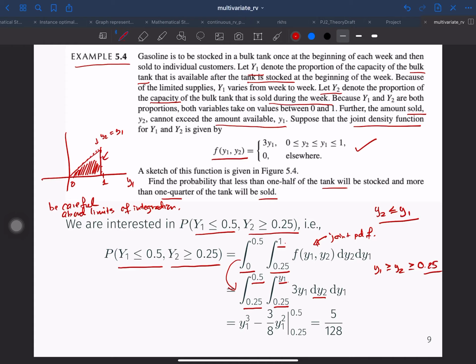In any case, once you know how to set up the limits of integration, it's simply integration of 3y1, which is a simple exercise in integration. And so you get 5 over 128. So as I said before, the only thing that is interesting about this problem is that we have to be careful about the limits of integration.